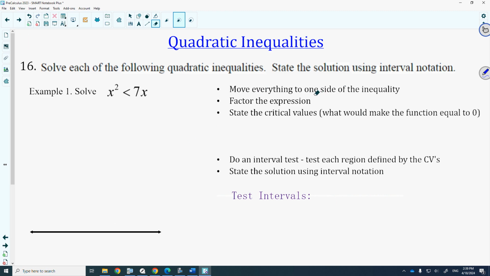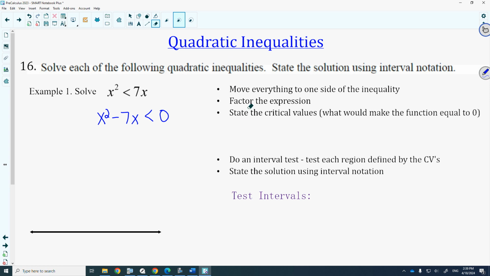of the inequality. We're going to be factoring with quadratic. So whenever we have something squared, we're going to be factoring. I always like to go to the side that's going to make my x squared positive. So I'm going to bring this 7x over to the left-hand side. I'm going to subtract 7x from both sides. I will get x squared minus 7x is less than 0.